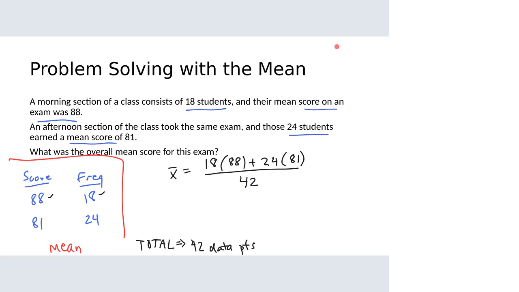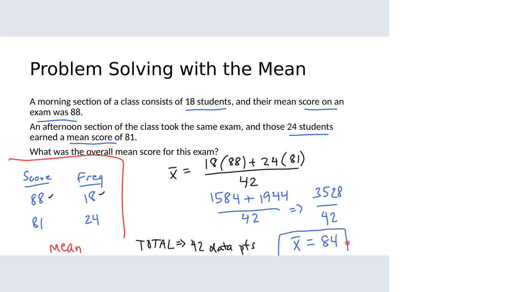From here, we're probably really comfortable finishing it up. 18 times 88 is 1,584, plus 24 times 81 is 1,944. That'll all get divided by 42. So let's see, we'll add those up and have 3,528 divided by 42. And it looks like our mean score was 84. So our overall mean was 84.